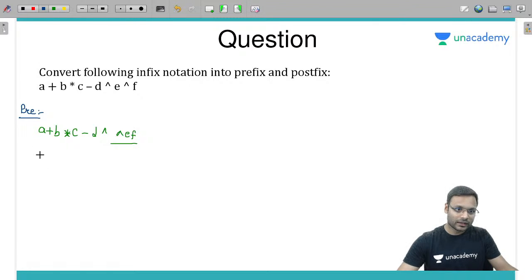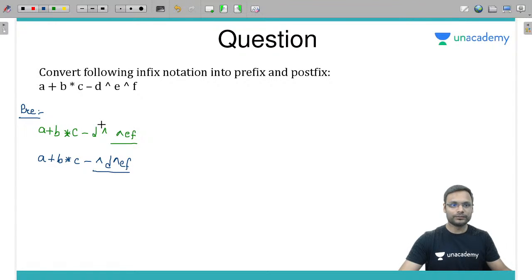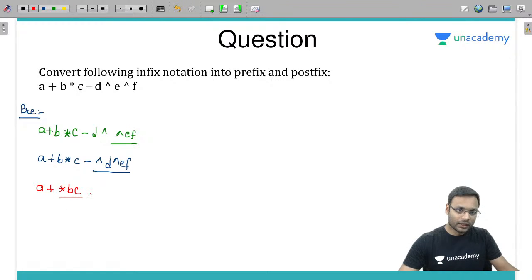Okay, fine, let's do that. So A plus B star C and minus this D exponent this. How do you write? First of all, operator, left operand D and right operand as it is. This is a complete operand now. Next step, what will you solve next? B into C, just because plus and minus have lesser precedence than multiplication. So multiplication first. How do you write? A plus as it is, multiplication, left operand, right operand. Then minus, remaining as it is.